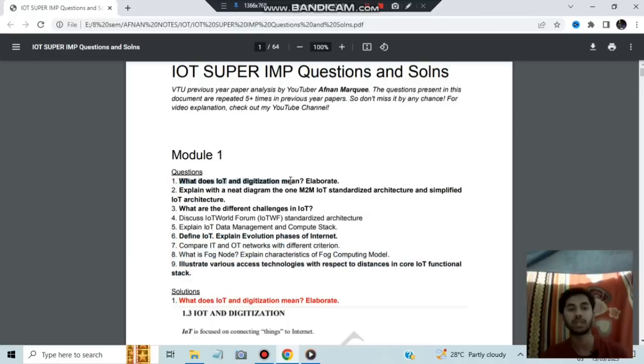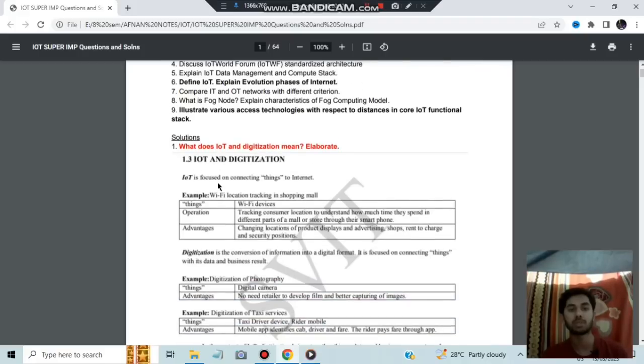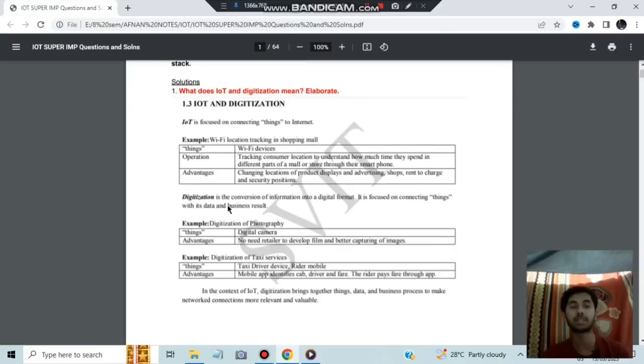What does IoT mean and digitization mean? Elaborate. Okay, that's the first question. IoT, Internet of Things, means connecting the things. If you have different things which are separate, you will be using IoT to connect all of these by using sensors and connections. Examples are given here, go through it. And digitization means that whatever is in reality, you are digitizing it. That is what is called digitization.